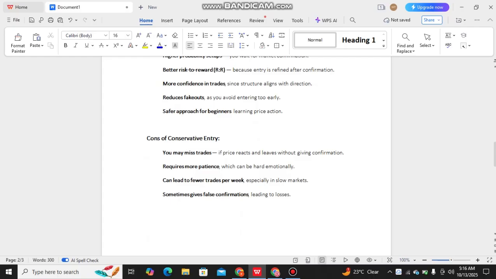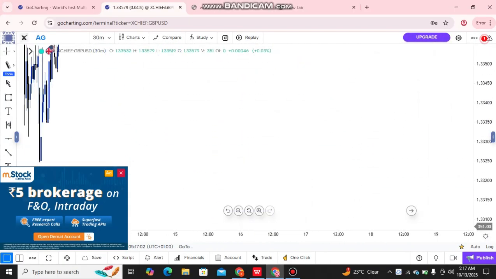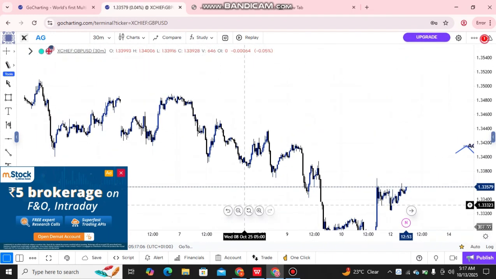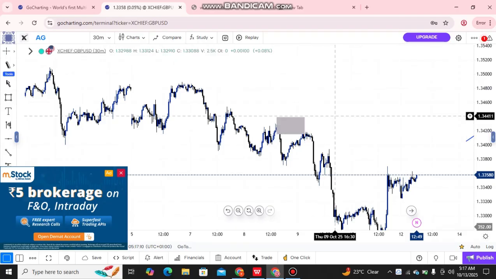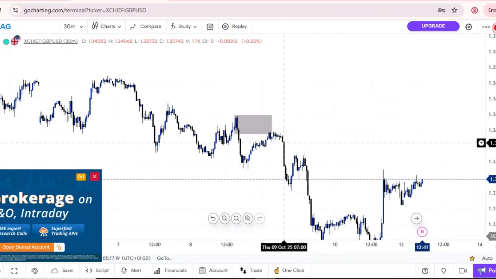Number one is that you may miss trades if price reacts and leaves without giving confirmation. So price wouldn't always wait for a change of character, a confirmation. Sometimes when the move is happening in the market, price can just shoot down without giving you any confirmation or any space for entry and all of that. Maybe you could see something like this. Let me send this to back. Yeah, something like this.